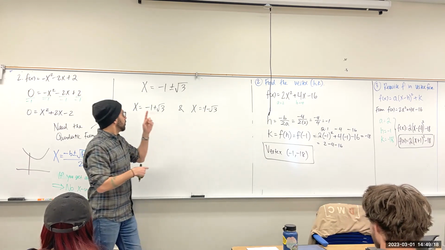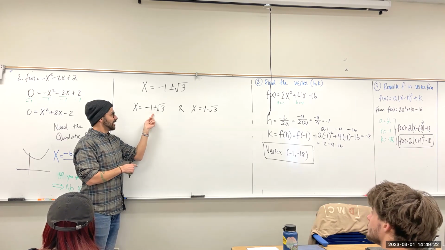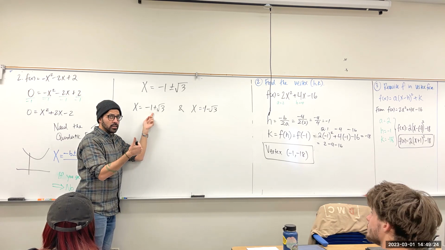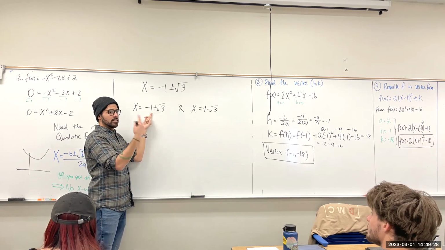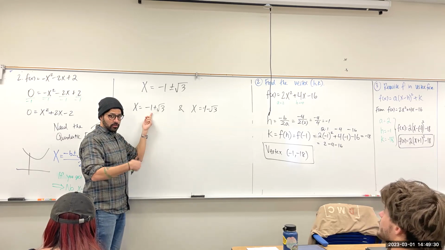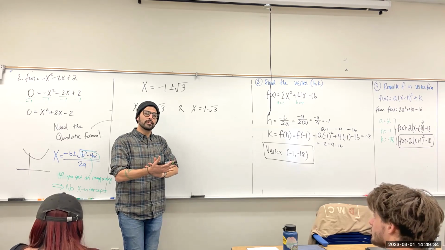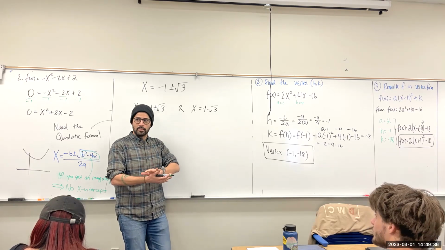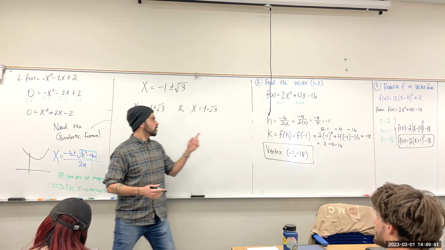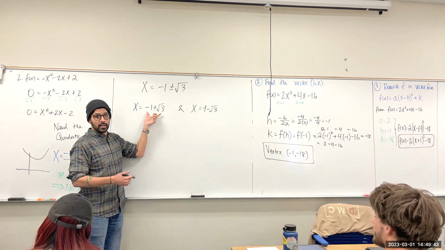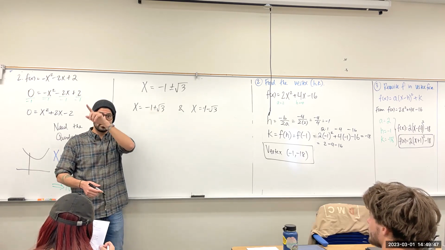Okay. What kind of number is this? Is it an integer? Hell no. It's going to be irrational. It's an ugly irrational number. So what do irrational numbers look like? Decimals. They don't terminate and they don't repeat. So you're going to need to approximate this decimal value to know where your graph crosses the x-axis.